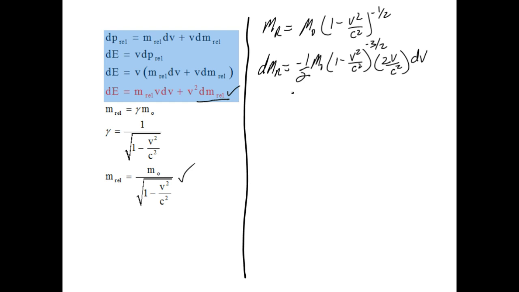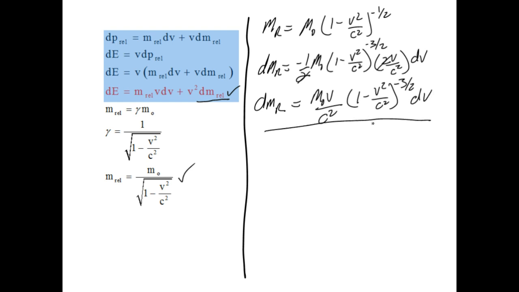So now let me rewrite this. I'm multiplying by 2, so the 2's cancel, and so I have dmr, my relative mass, is equal to, and I multiply by v, so I have m naught times v. The 2's cancel my 2's, and I'm multiplying by c squared, and so that's c squared times 1 minus v squared over c squared raised to the power of minus 3/2 dv. Okay, that's my equation that I'm ending up with right there.